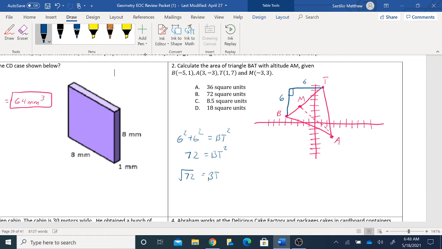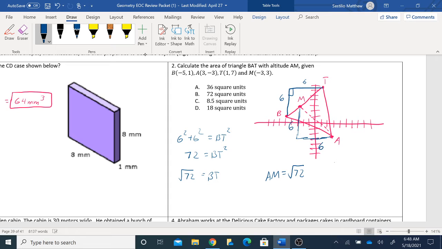Sorry, I need to know what MA is because our area of a triangle is 1/2 base times height, and the base is BT. Now we need to find M to A, so I can make another triangle here. Now we need to find these legs. M's X value is at negative 3, A is at positive 3, so that's 6. M's Y value is 3, and A is at negative 3, so that is 6. So then we get the same thing. So AM equals square root of 72. It's the same triangle, so it's square root of 72.